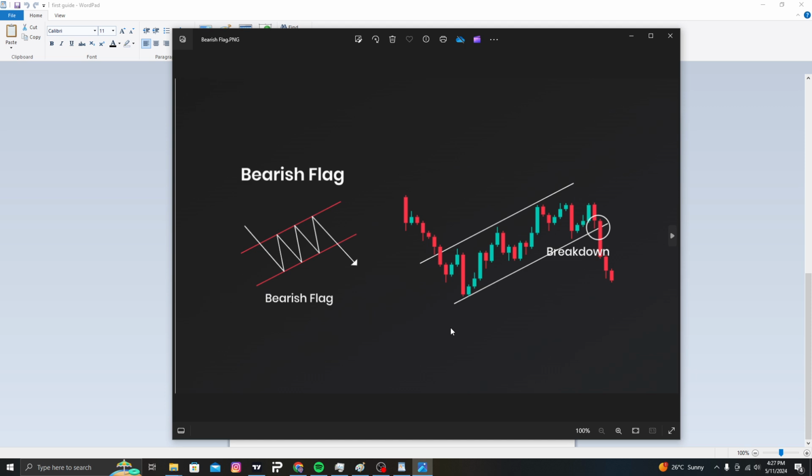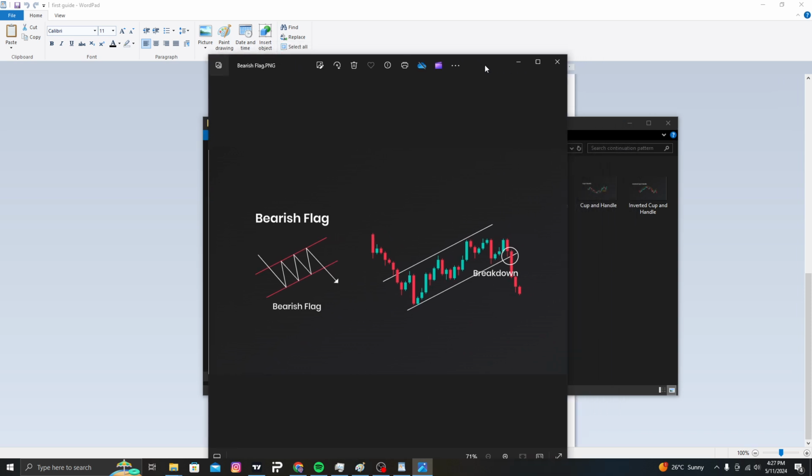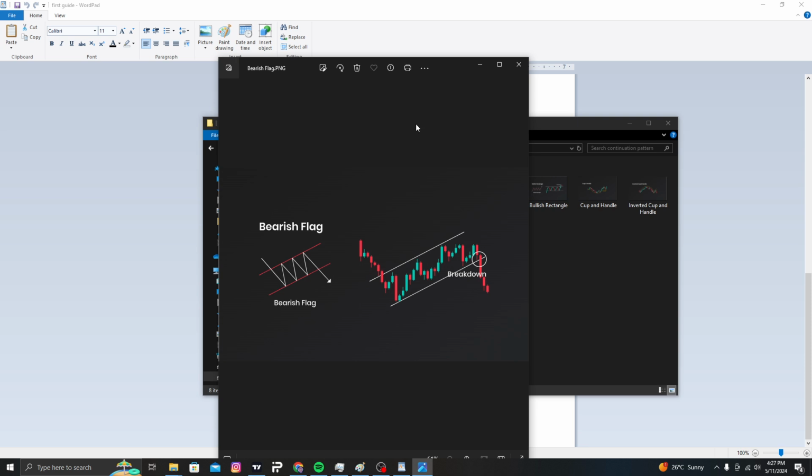This, we call continuation patterns. Let me reduce this one because it's too big. You can't see it properly. Continuation patterns. This will be the last thing that I'm going to show you, because it's very important to understand the market properly. Continuation patterns basically means price hasn't changed direction yet. It's just breathing before it continues in the direction it was going.